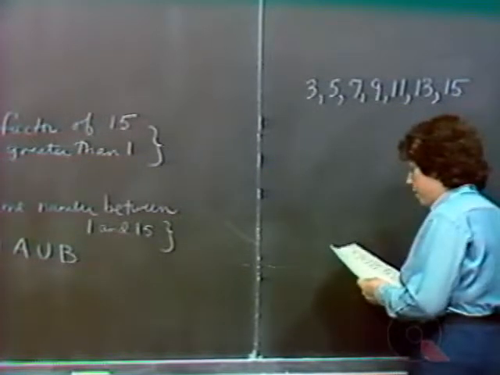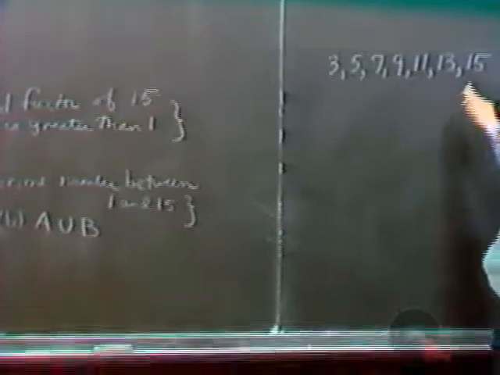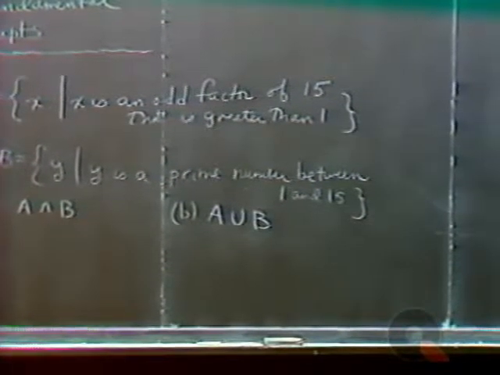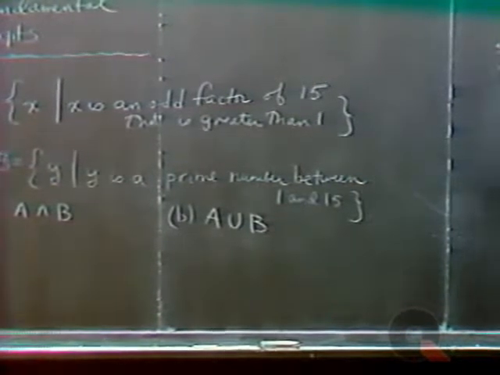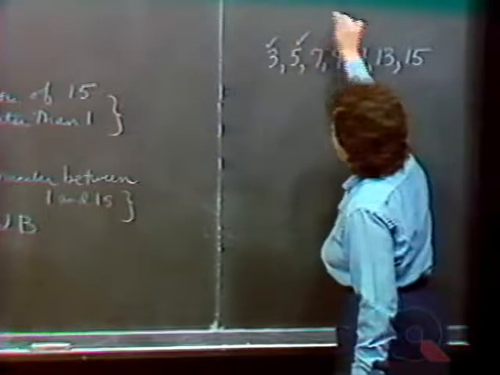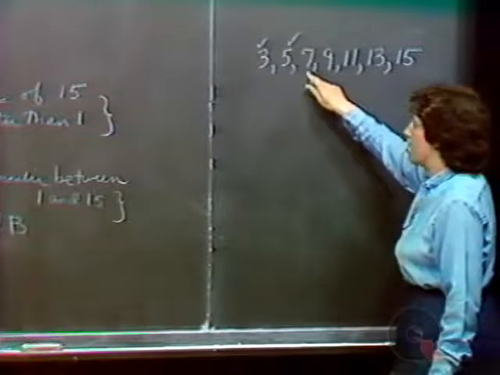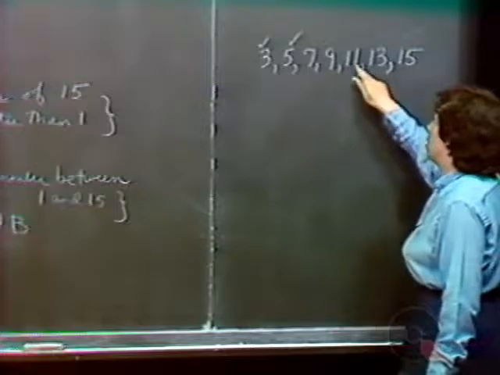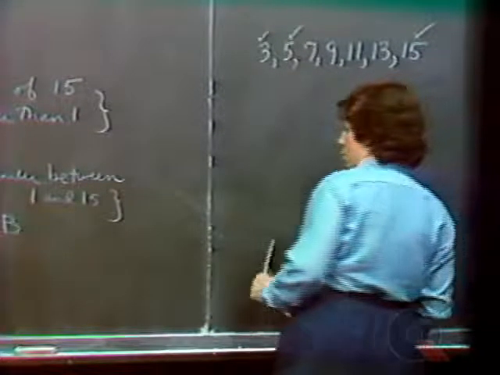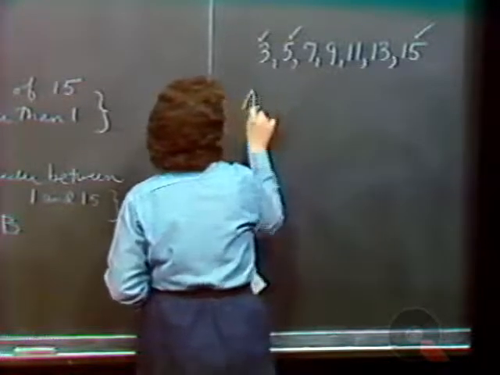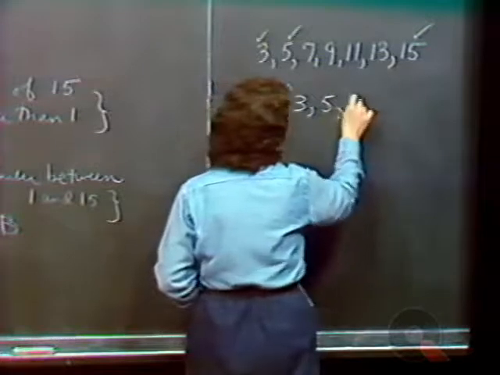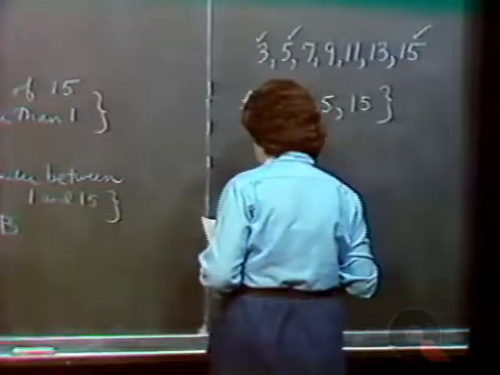Now, these are odd numbers that are greater than 1 that could be factors of 15. Which are the factors of 15? 3 is a factor of 15. 3 divides 15 evenly. 5 is a factor of 15. 7 does not go evenly into 15, neither does 9, 11, 13. 15 is also a factor of 15. So set A consists of the numbers 3, 5, and 15.